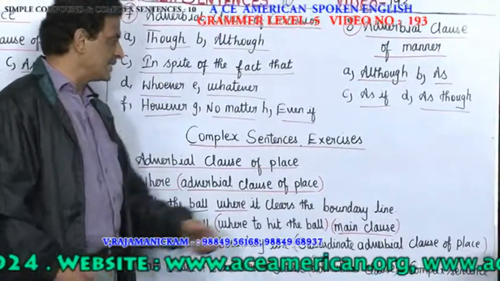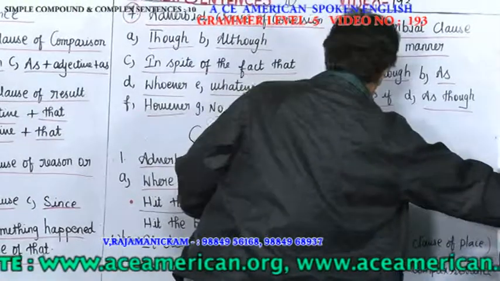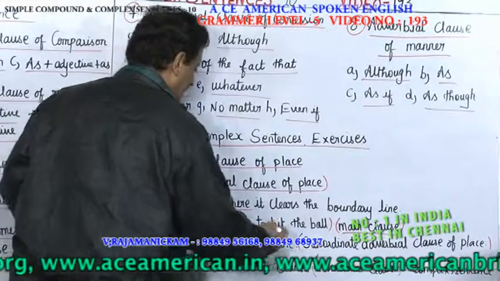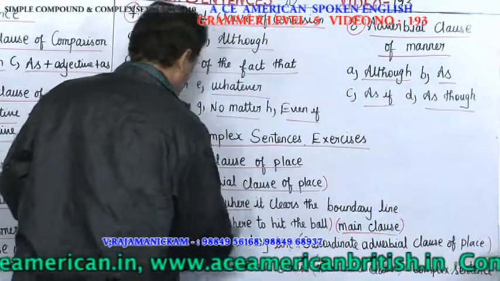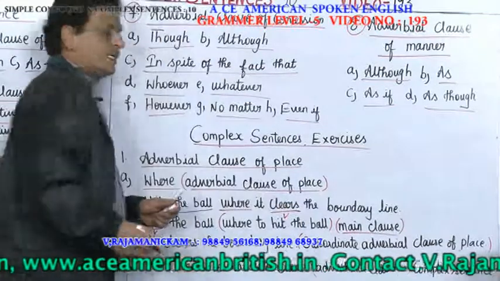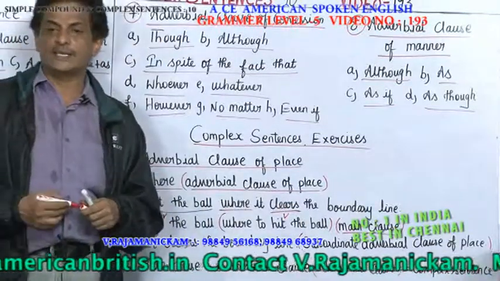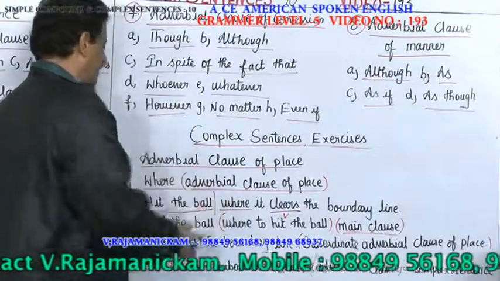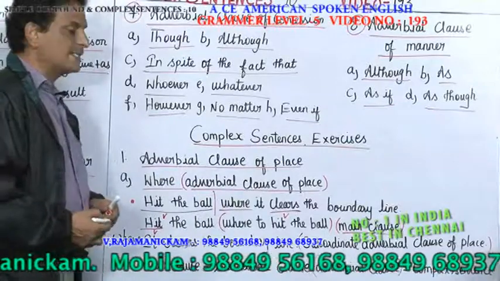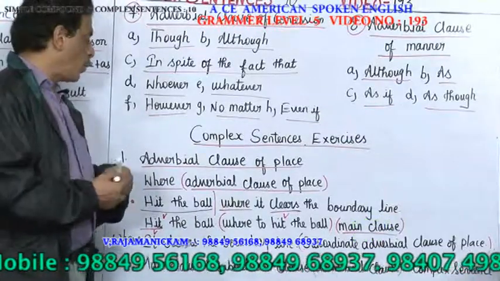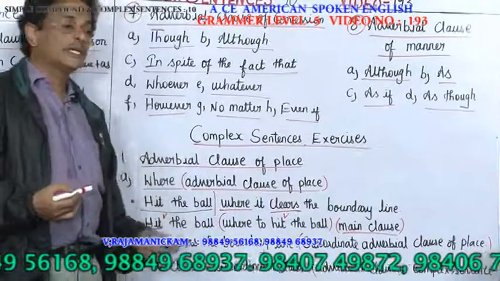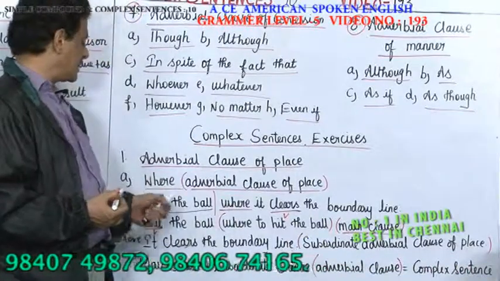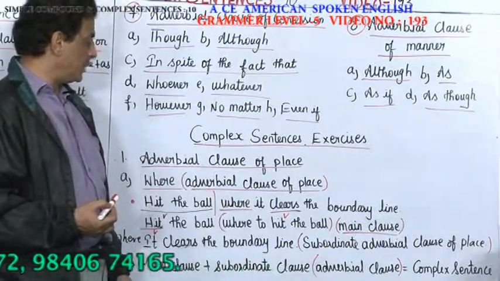Hit is a verb. Clears is a verb. So 2 verbs you have. 2 verbs in a sentence means 2 sentences are there. So which sentence stands on its own? Hit the ball. It doesn't depend upon any other sentence. It is a clear idea. Where it clears the boundary line, even though it is a sentence, doesn't give a full meaning. So it depends upon the sentence hit the ball. So this sentence becomes a dependent sentence.